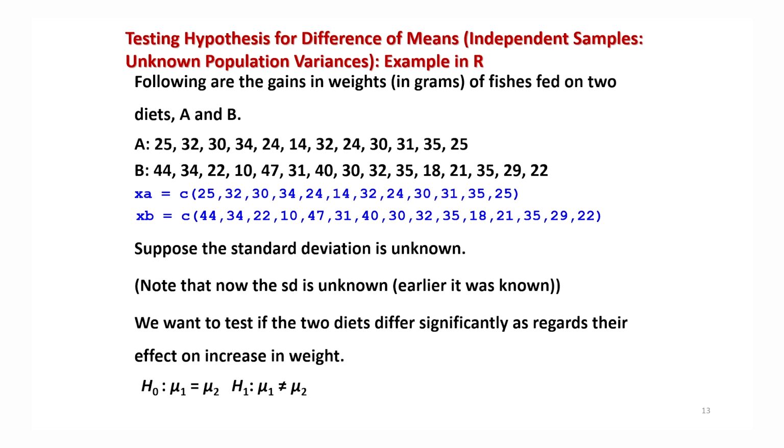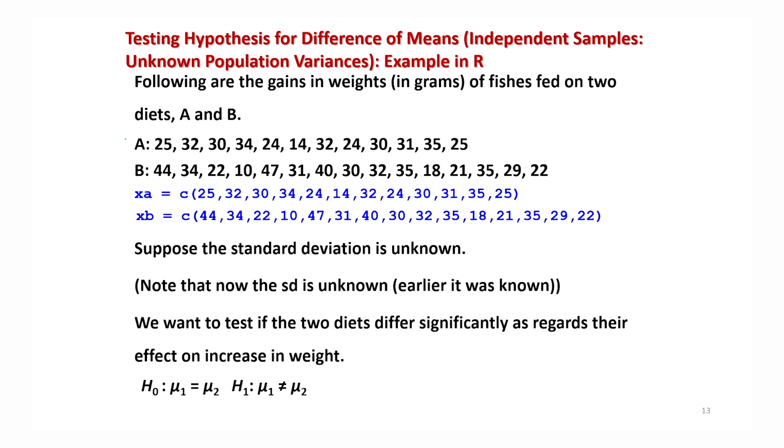So now let me take the same example about diet A and diet B, which are given to fishes, and we want to test whether the effect of these two diets in increasing the weights of the fishes is the same or different. All right, so this is the same example. The only difference is that earlier I had assumed the standard deviation to be known as 2, but now I don't know it, and I would like to estimate it on the basis of the given sample of data.